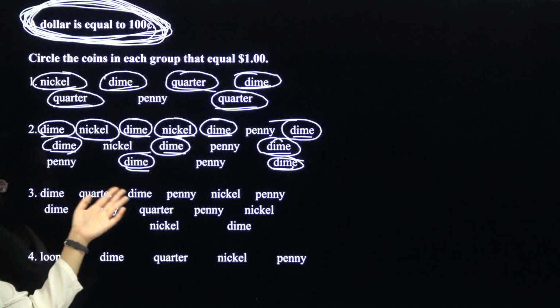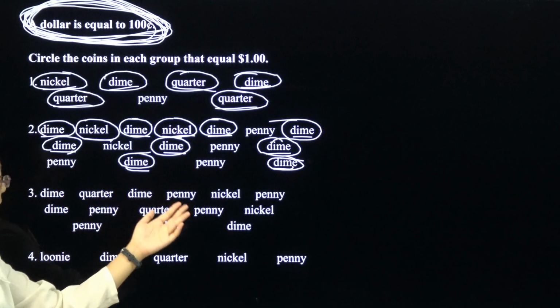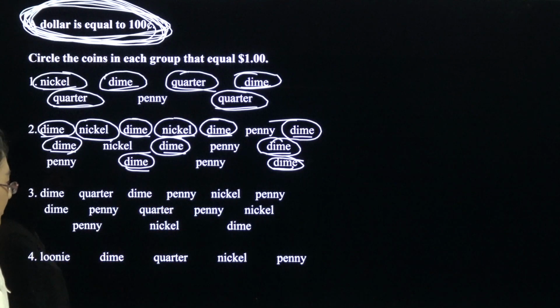Okay, now dime, quarter, dime, penny, nickel, penny, dime, penny, quarter, penny, nickel, dime. Okay, how many quarters do we have?